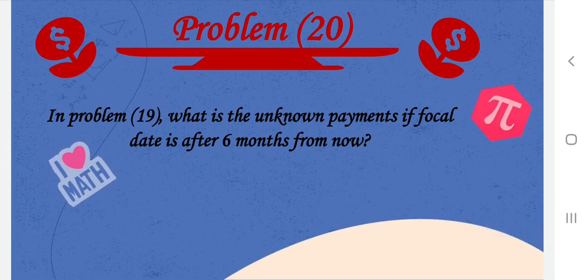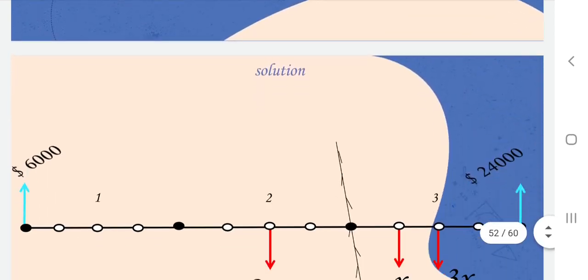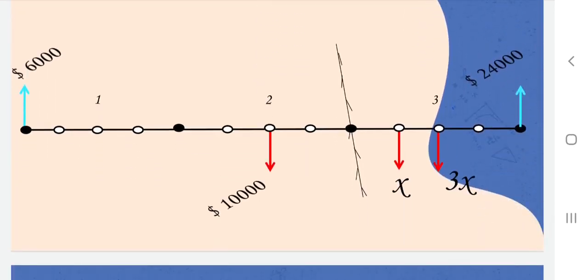Problem 10. In problem 19, what is the unknown payment if focal date is after 6 months from now? The main formula will be: the amount of $6,000 plus the present value of $24,000 with a new n equal to the amount of $10,000 plus present value of x plus present value of 3x.